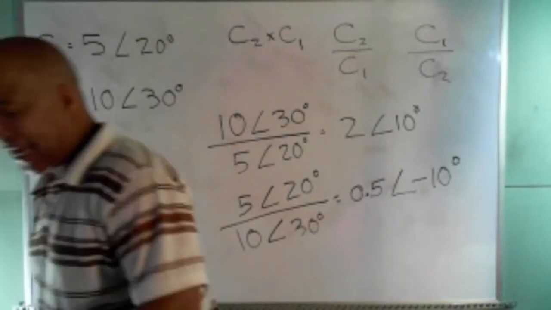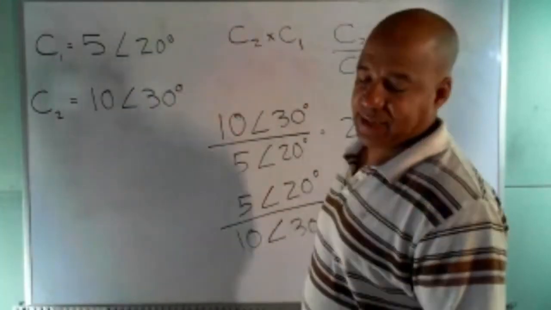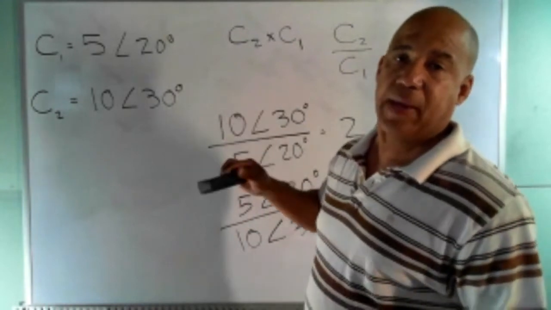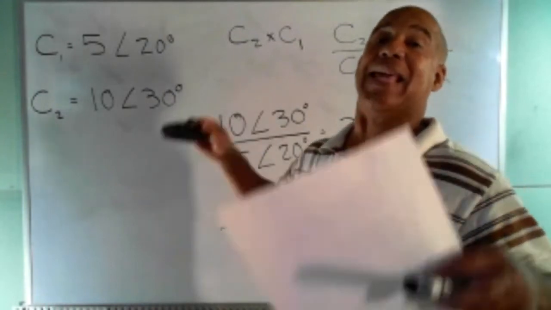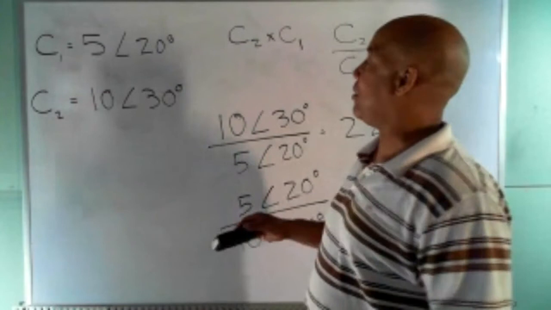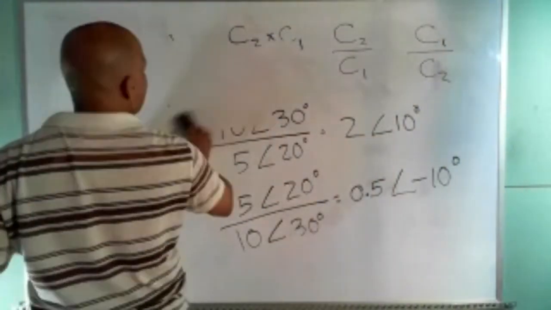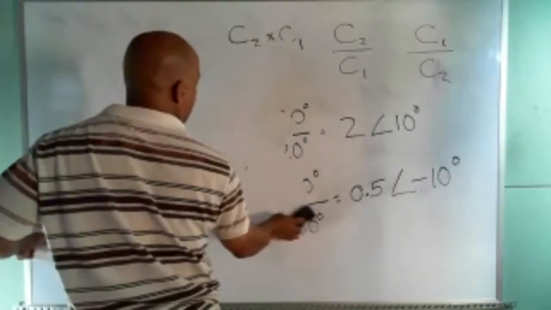Now, having said that, if you look at number 6, they give us two complex numbers in rectangular form, and they want you to multiply them in rectangular form to see how much work it is. They don't want you to convert to polar. They want you to multiply it in rectangular form. So let's go ahead and do that.